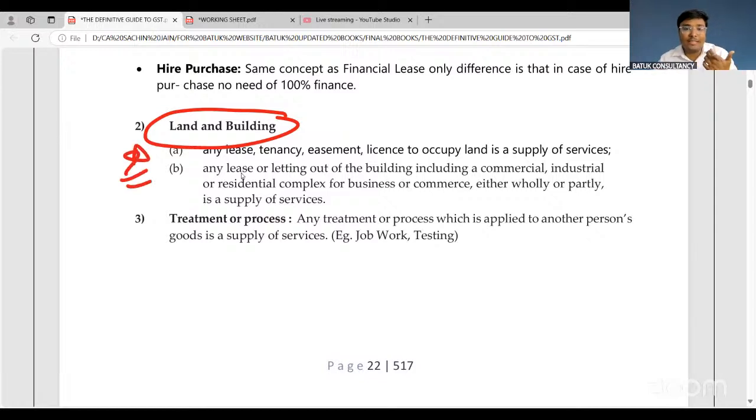Sir, I have a hire purchase doubt, there is one logic. Okay, we'll discuss. Treatment and process. Whenever we are sending any goods for the treatment and process, in such a scenario, the same will be treated as supply of service.